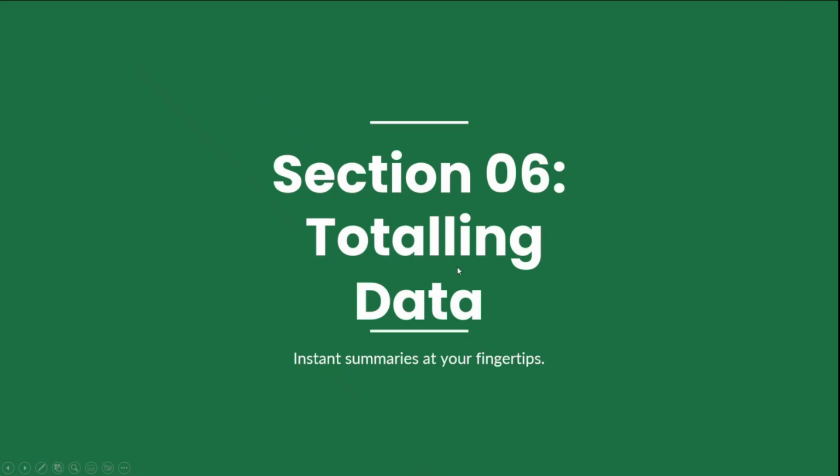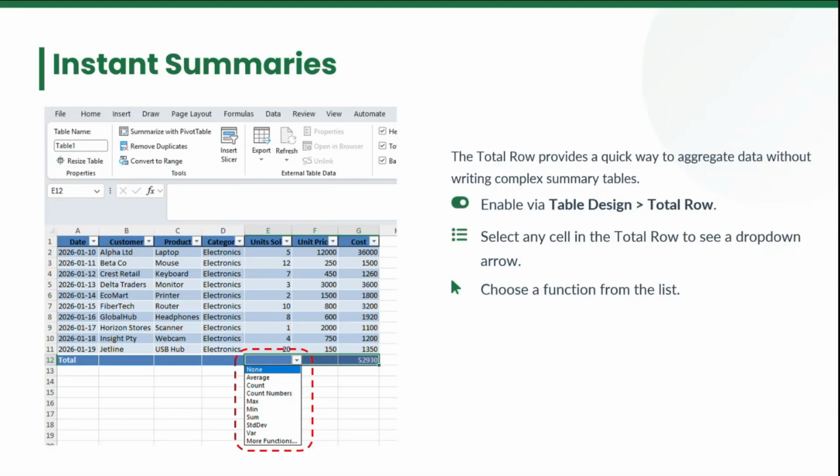Okay, so part of the last one: totaling data. The total row provides a quick way to aggregate data without writing complex summary tables. So whenever you have a total row, which you see over here, that's how a total row would look.